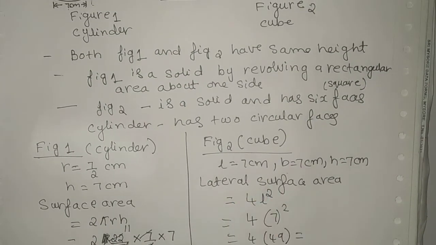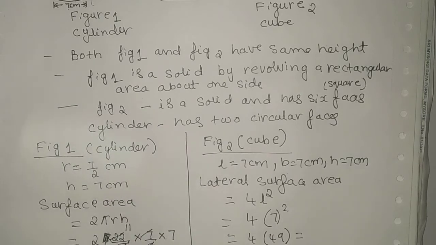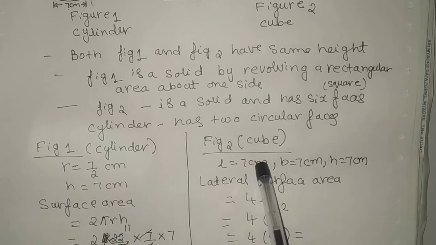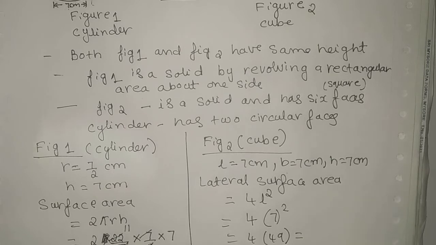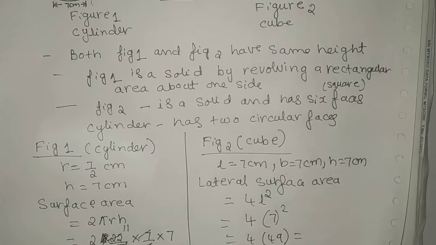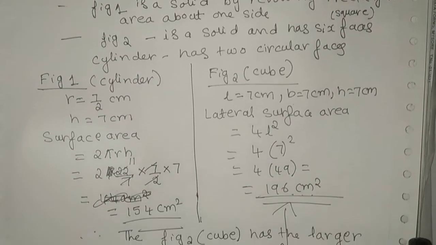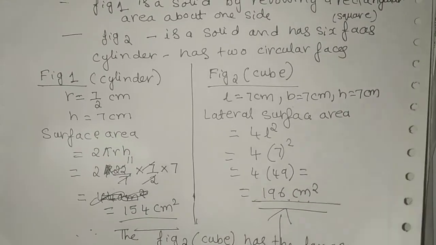Write a few points, what are the difference between this figure 1 and figure 2, and then see the data, what are the data given, substitute the values, calculate the lateral surface area for this one, that is the figure 1 cylinder, calculate the lateral surface area for the figure 2. Then we'll find the difference which is having the larger lateral surface area, that is the figure 2. Cube is having the larger lateral surface area. So this is the solution for the 6th question. We move on to the 7th one.